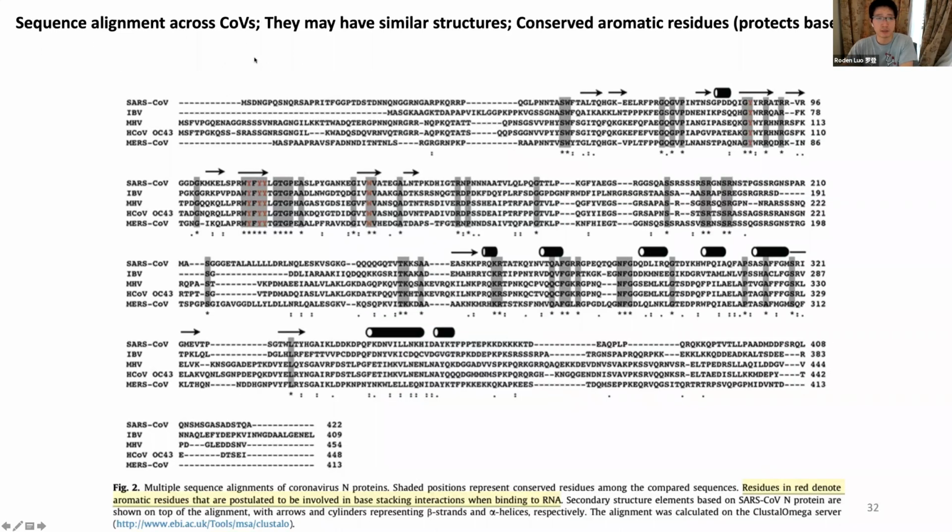This is the sequence alignment of different coronaviruses, and they have similar structures. These arrows mean beta strands. These cylinders are alpha helix. So those structures are highly conserved, and they also have conserved aromatic residues. If you remember from the previous slide, those aromatic residues help to protect the RNA bases that point outwards to the helix.